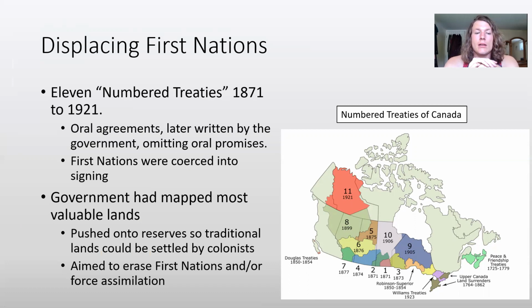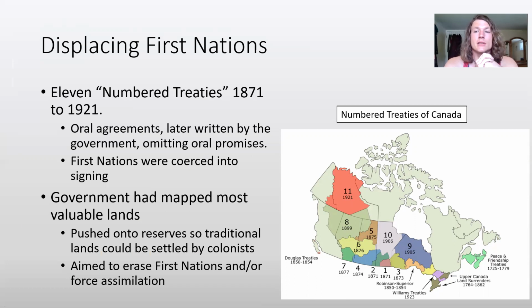And so how this worked is the government, through the Geological Survey and other mapping organizations, had mapped most of the valuable land. So they knew what they wanted. They knew what lands were most productive. They had a record of that for very large areas. And they used this information to push First Nations populations onto reserves so that traditional lands that were most valuable could then be settled by colonists.